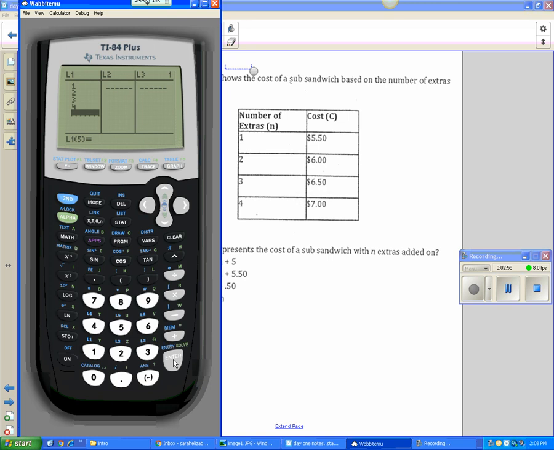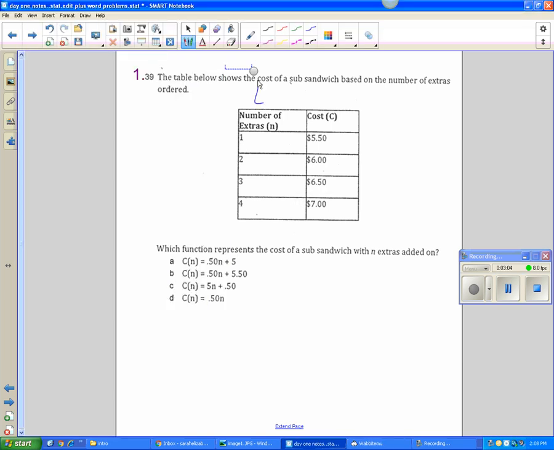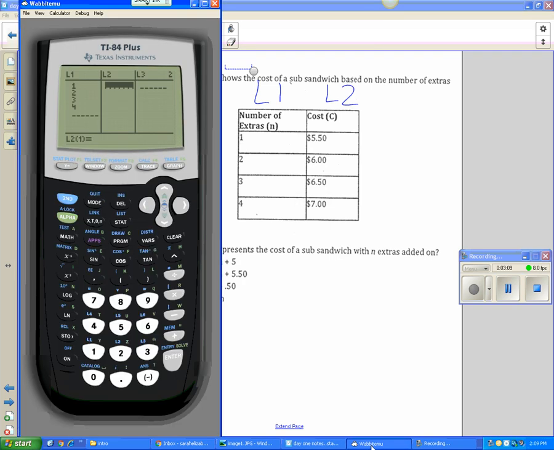Okay. Now you're going to use your arrow keys right here. Go over to L2. And now we're putting in this column. So this we put in L1 and that we put in L2. So I'm going to put in 5.50. Now look, the calculator just says 5.5. That's okay. Then I'm going to put in 6. Press enter. 6.5. Enter. And 7. Enter.